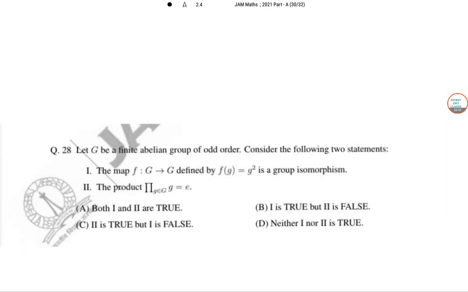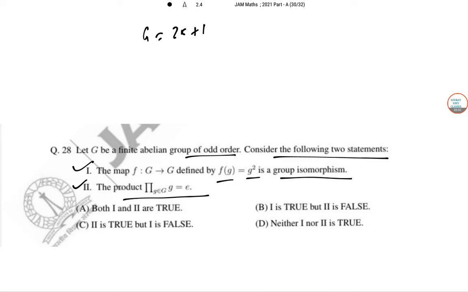Next, let G be a finite abelian group of odd order. So we can take the order of G equal to 2k plus 1. Consider the following two statements. The map f from G to G defined by f of g equals g squared is a group isomorphism, and the product of all elements of G is e. Which of them are true, or are both true?